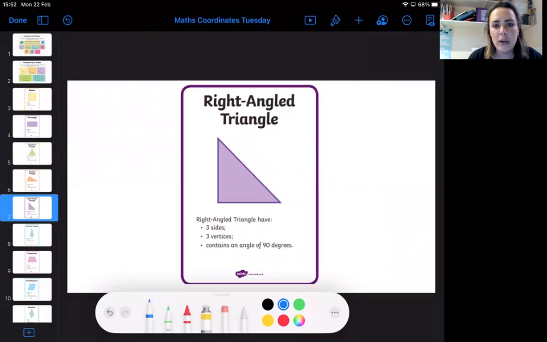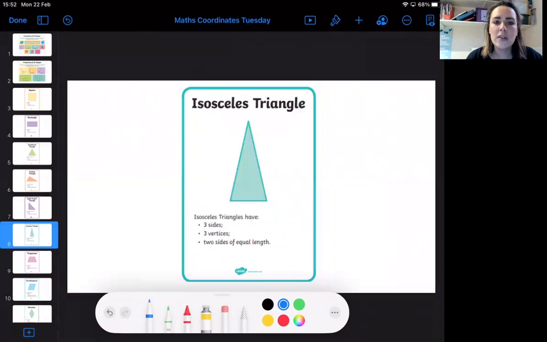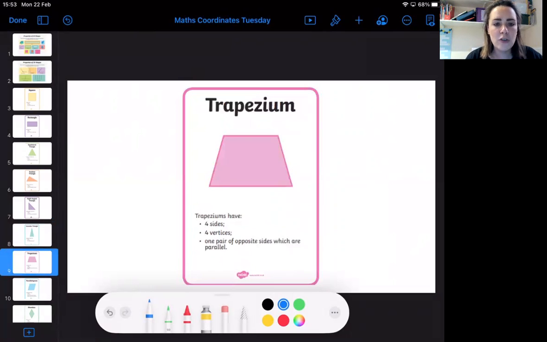We have here our right angle triangle. So right angle triangles have 3 sides, 3 vertices, and they contain an angle of 90 degrees, which you can see here, and is often drawn with that little square in the corner to show that it is a right angle. It is 90 degrees. An isosceles triangle, this one is super tricky to spell. They have 3 sides and 3 vertices, and they have 2 sides here of equal lengths, which you would demonstrate with the 2 lines.